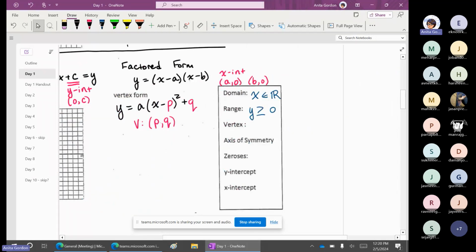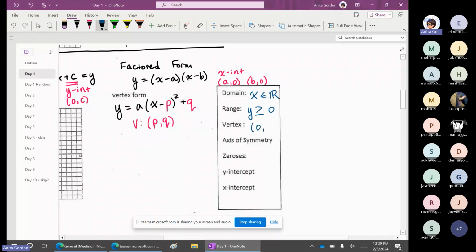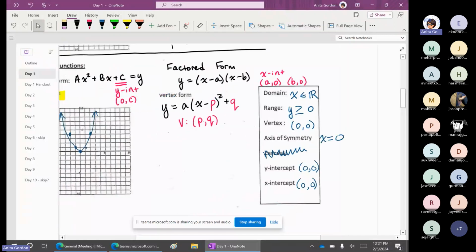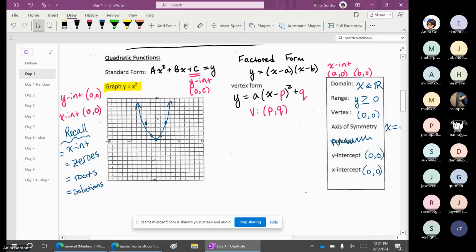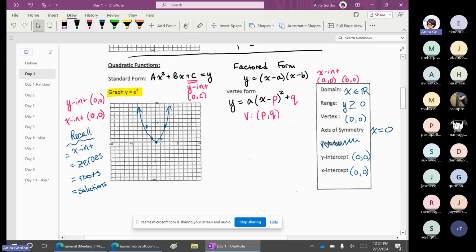Our vertex, (0, 0), axis of symmetry, x equals 0. I'm going to cross this out because it's the same thing. All of these are 0, 0 because we have a basic function, x squared. We haven't moved it, we haven't shifted it, we haven't done anything to it. So far, so good? Moving on? Okay.